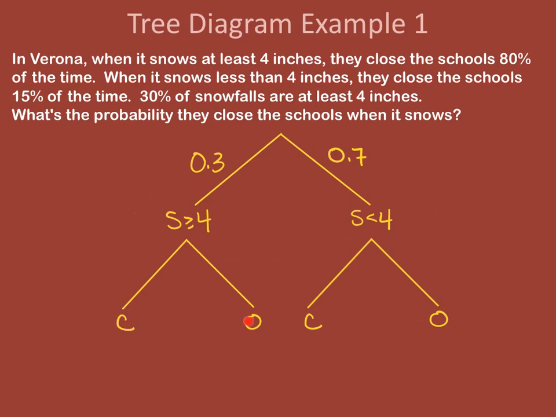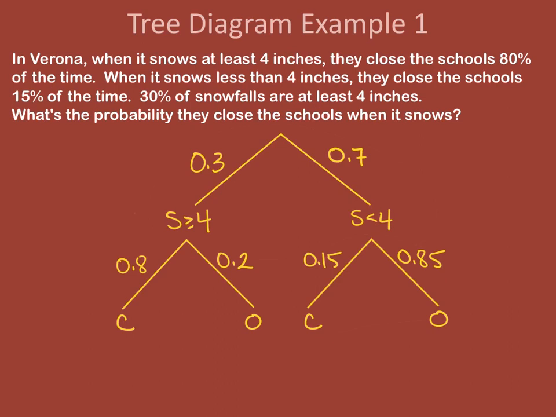Now I'll fill in the information about school being closed or open. So our first sentence says, when it snows at least 4 inches, which is this branch here, they close the schools 80% of the time. So closed is going to be 80% or 0.8, which means this is going to be 0.2. Then it tells us that when it snows less than 4 inches, which is this branch here, they close the schools only 15% of the time, which means they're open the rest of the time, which if this is 15%, this must be 85%. So I'll fill in those decimals now.